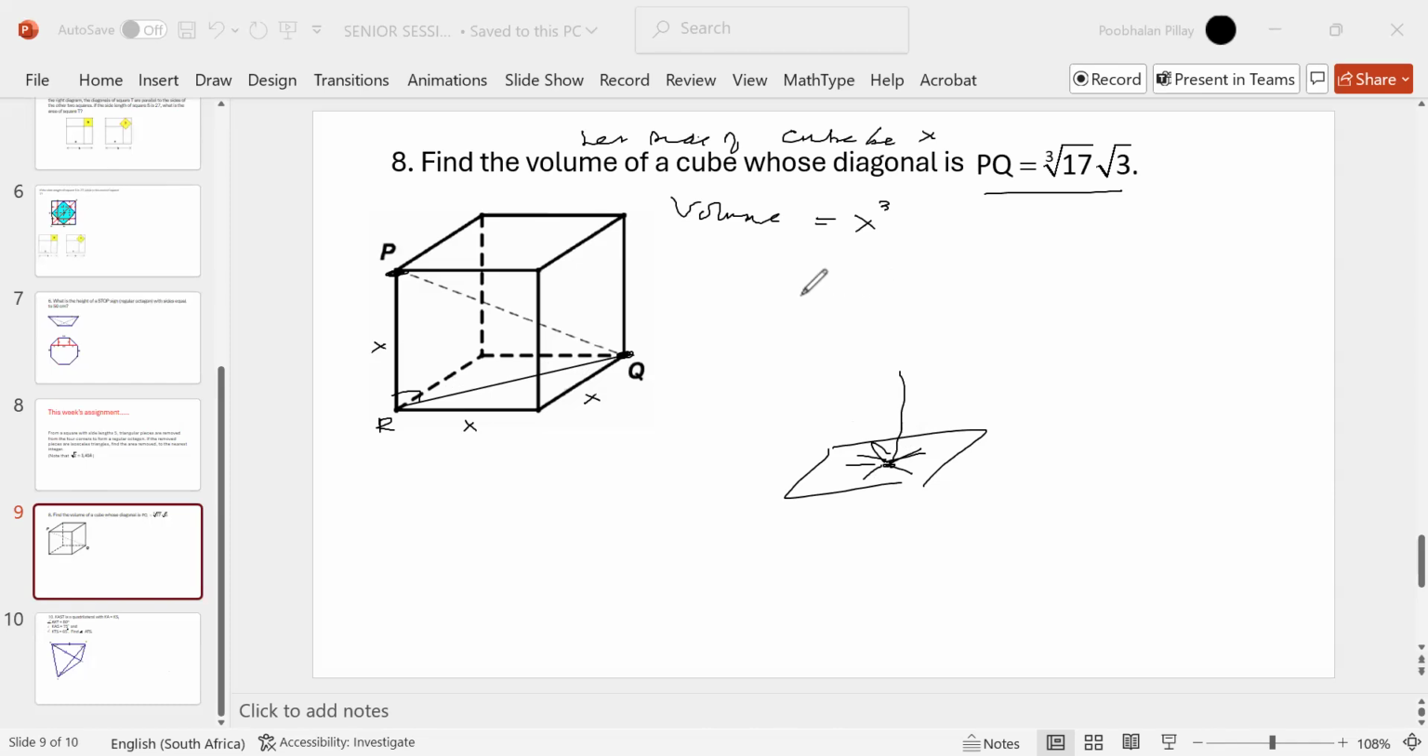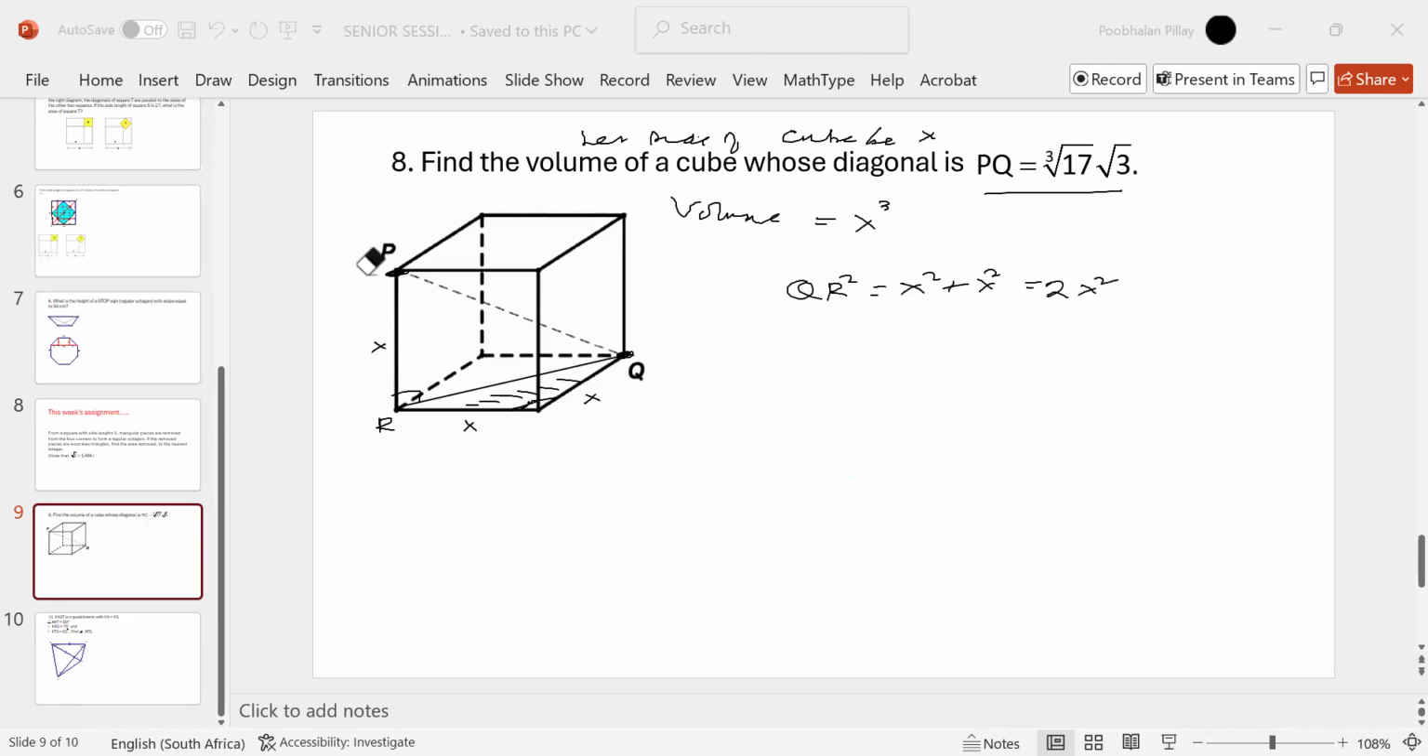Okay, so then we can calculate QR squared. Now remember, this is a cube, so this triangle here on the floor is a right angle triangle, where the bottom part is a square. So QR squared is x squared plus x squared by Pythagoras.